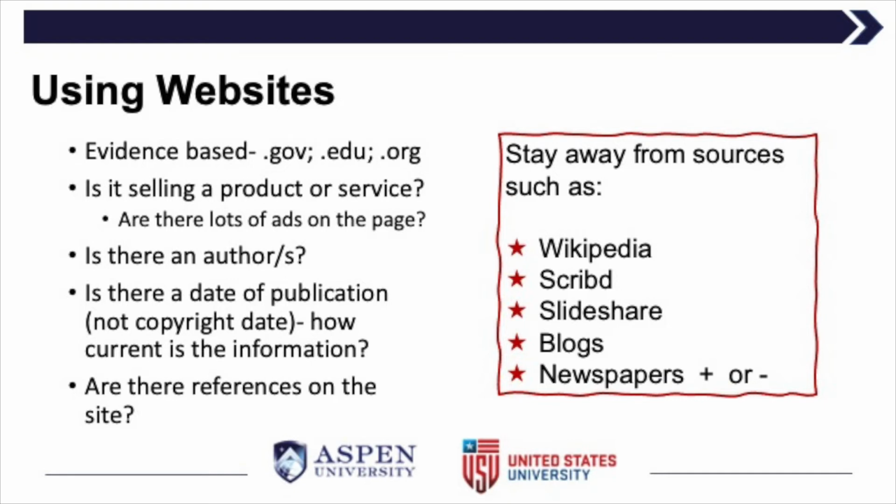When you're using websites, make sure that they're evidence-based. The safest ones to use are those that end in a .gov, a .edu, or a .org. Stay away from sources that are not evidence-based, such as Wikipedia, Scribd, SlideShare. Blogs are typically not evidence-based. Newspapers, it depends on what the article is about.